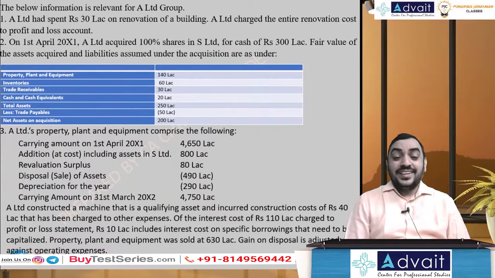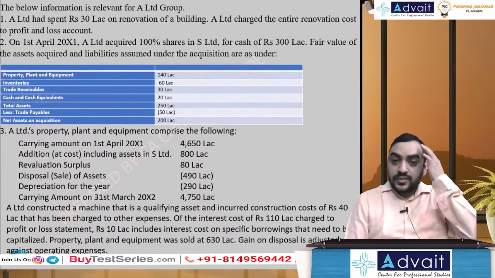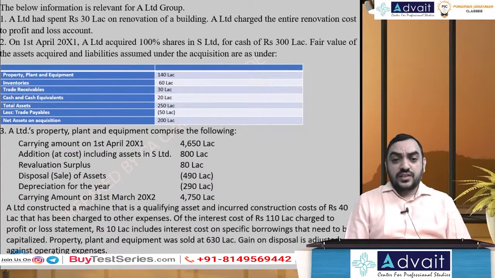The below information is relevant for A Limited Group. A Limited had spent rupees 30 lakh on renovation of building. A Limited charged the entire renovation cost to profit and loss account. On 1st of April 2001, A Limited acquired 100% shares in S Limited for cash of 300 lakhs. The fair value of the assets and liabilities assumed under the acquisition are as under. Property and equipment 140, inventory, trade receivables, cash and cash equivalent, total assets, less trade payables, net assets on acquisition.